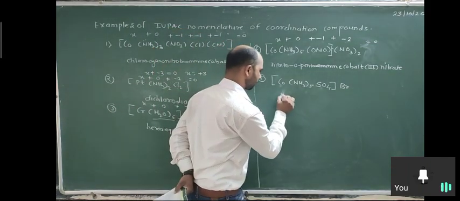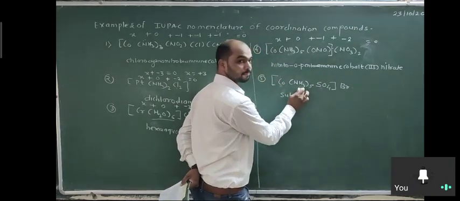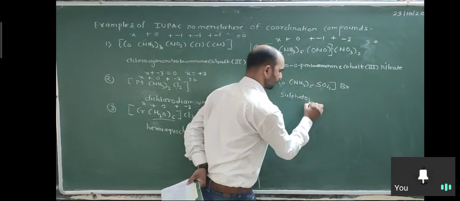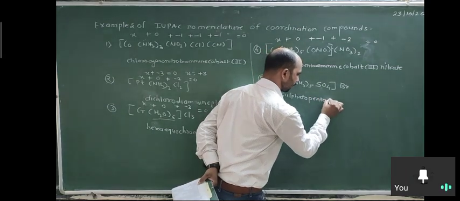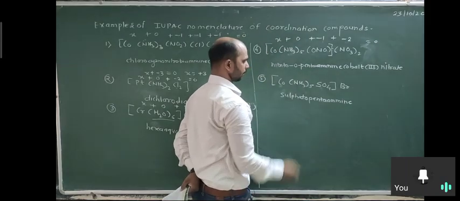So you can write sulfato. Then how many? 5. So here is the penta, amine, then cobalt.